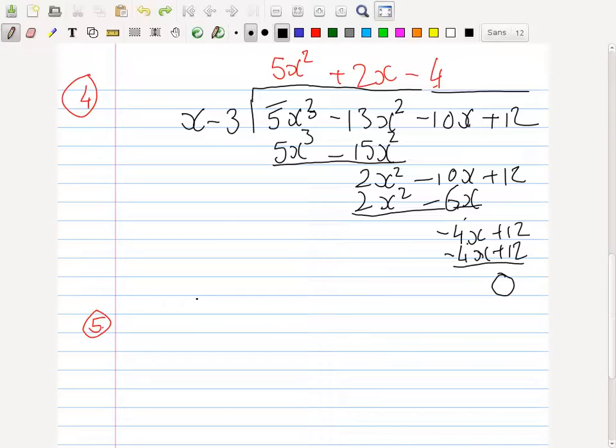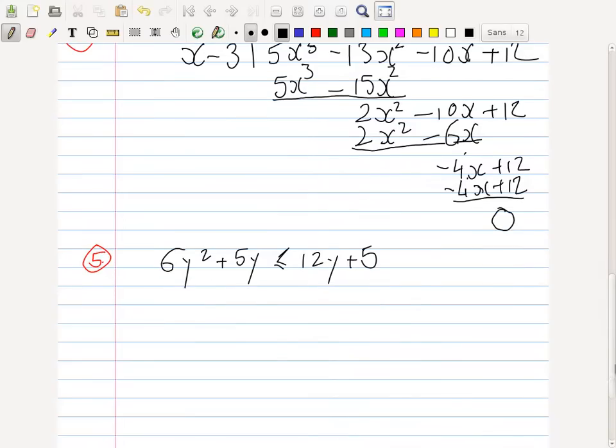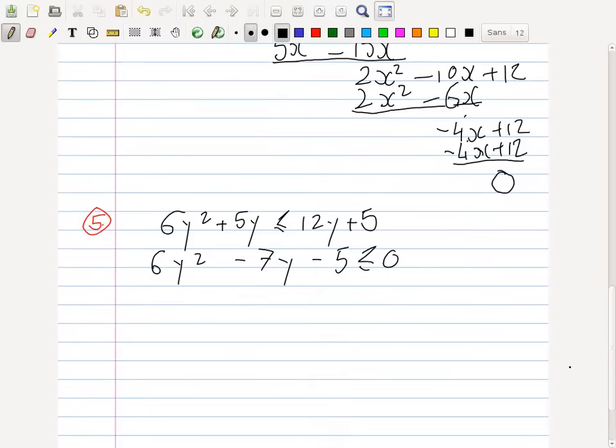Okay, number 5 now. We need to solve 6y squared plus 5y less than or equal to 12y plus 5. So, just bring the terms together. 6y squared, 5y minus 12y, so 6y squared minus 7y minus 5 less than or equal to 0. We can probably factor this.